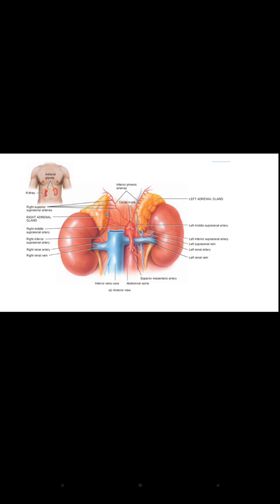Similarly, for the veins, there is the left and the right adrenal vein. So there is the vein named the left suprarenal vein and the right suprarenal vein. The right one will be drained into the inferior vena cava, while the left one will be drained into the renal vein, which is supplying the kidney.